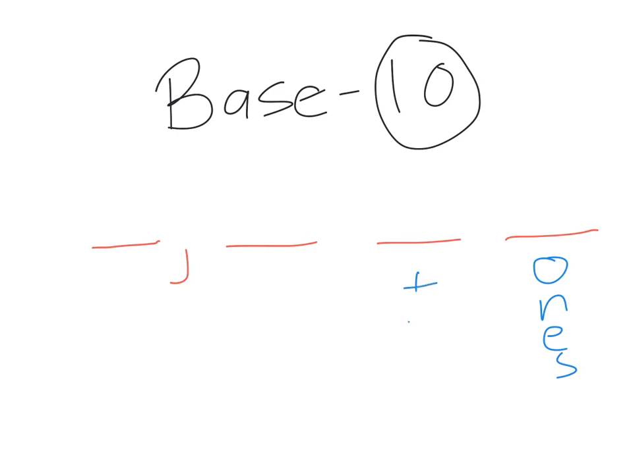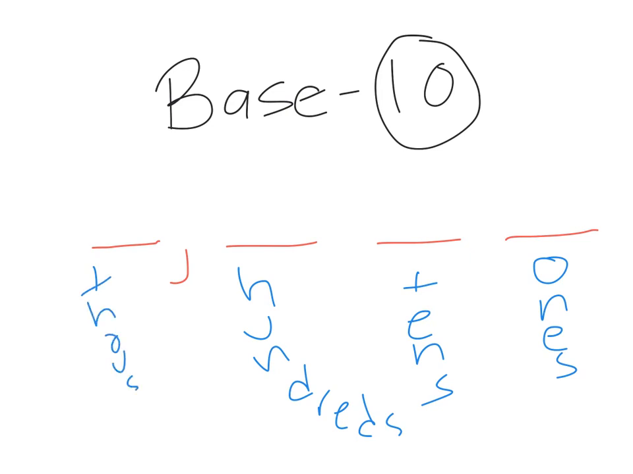Now, when we get 10 of these ones together, we put them together into a group and make our tens. When we get 10 tens, we have hundreds. When we get 10 hundreds, we get thousands.